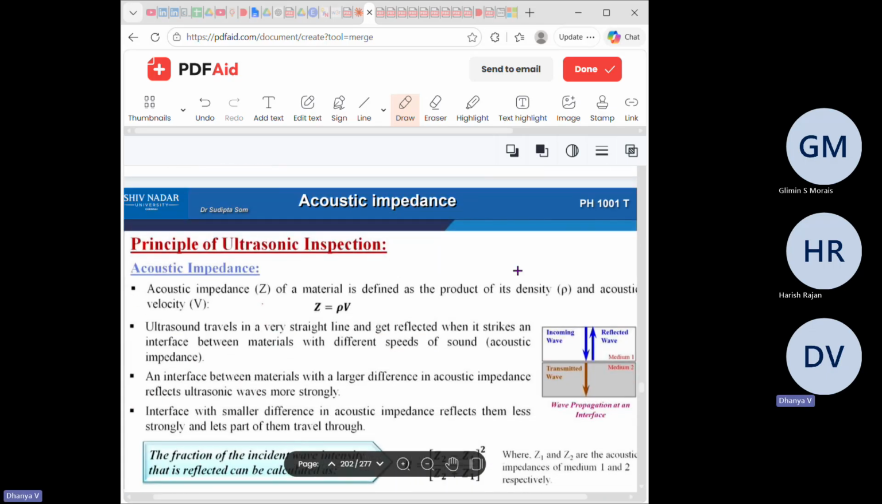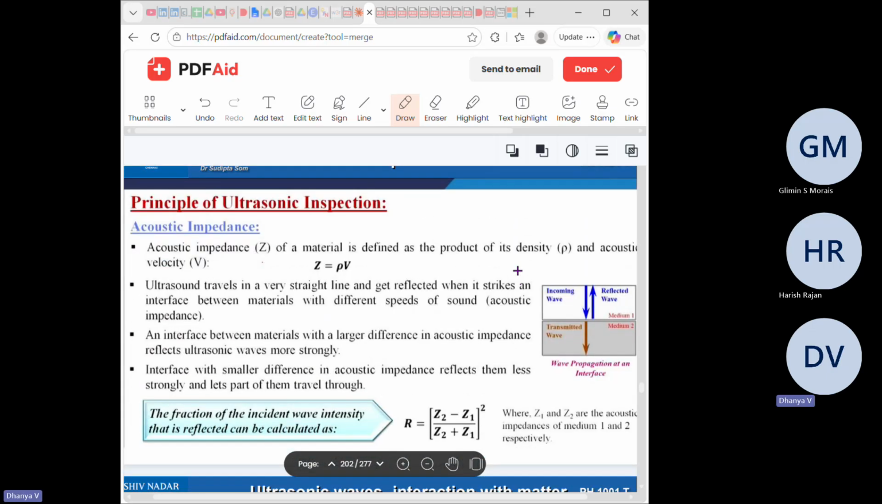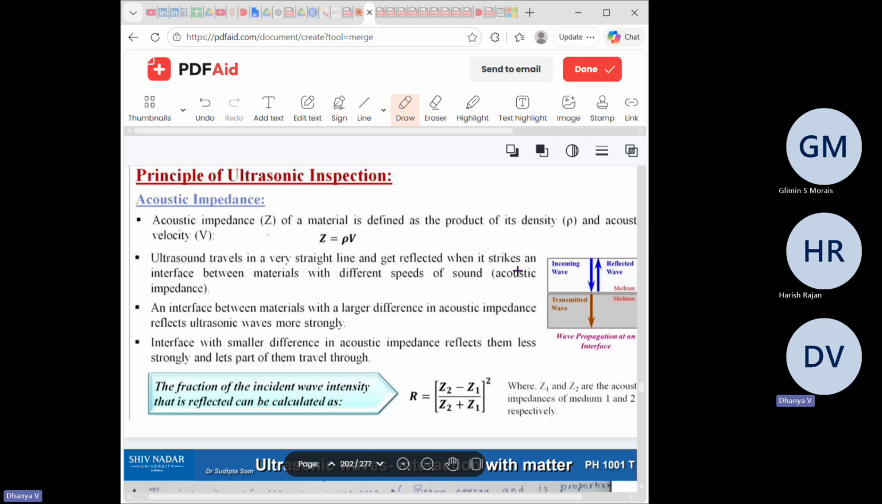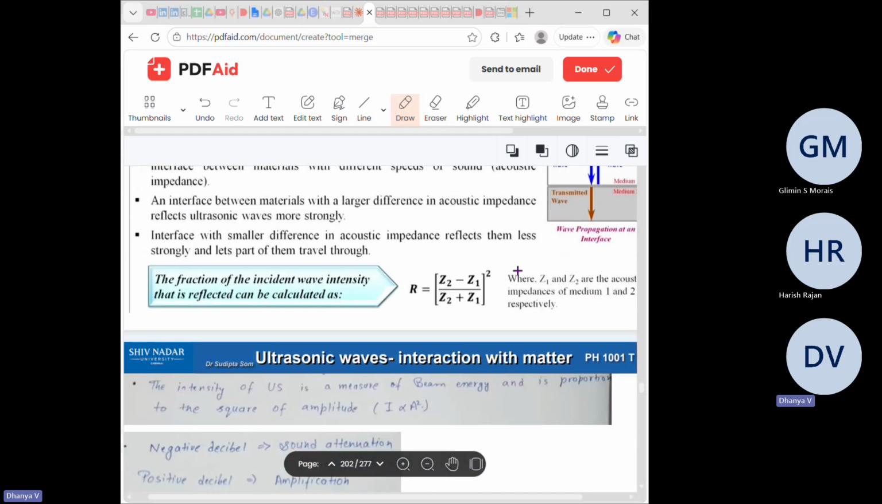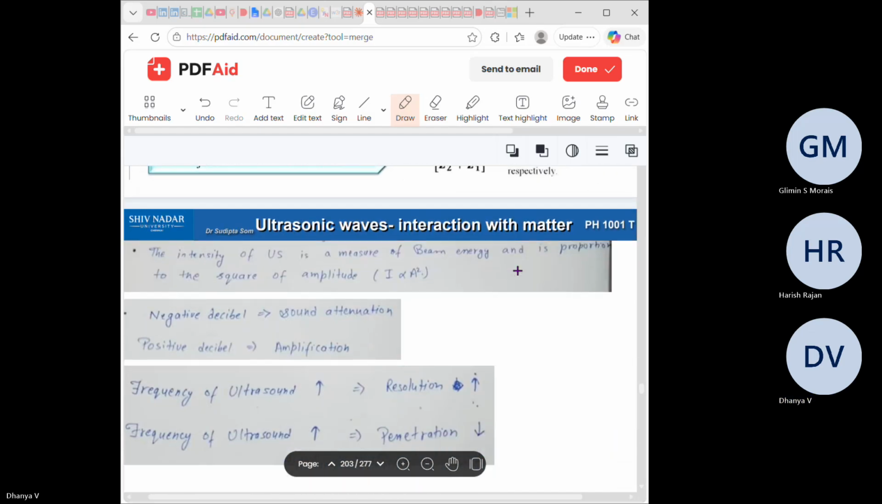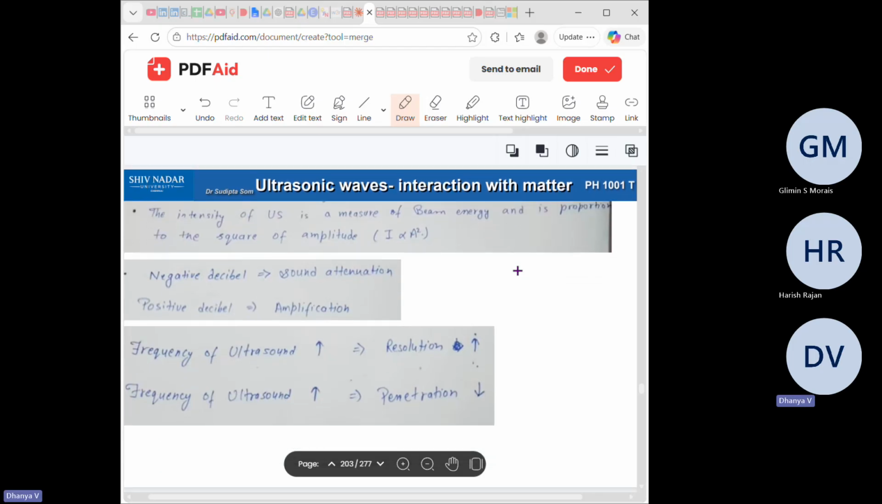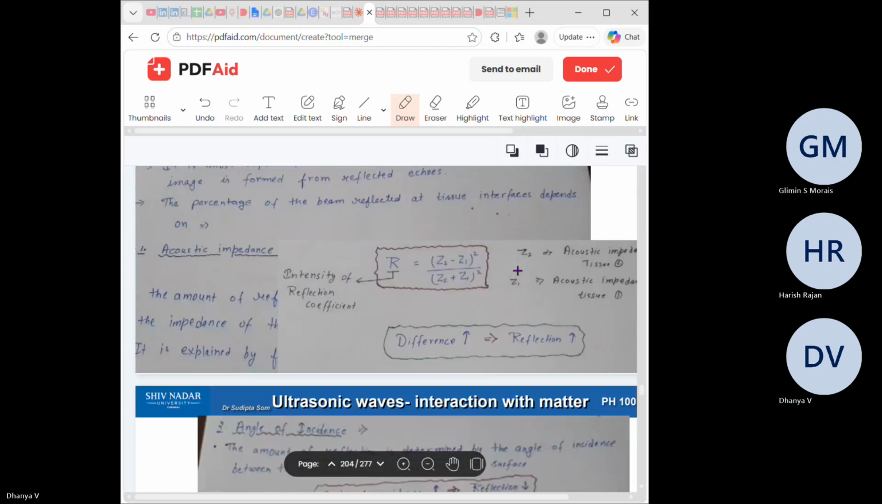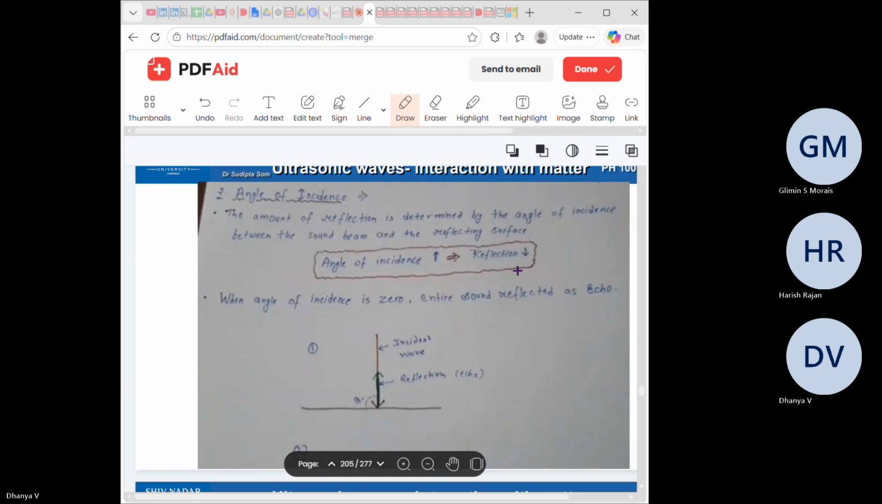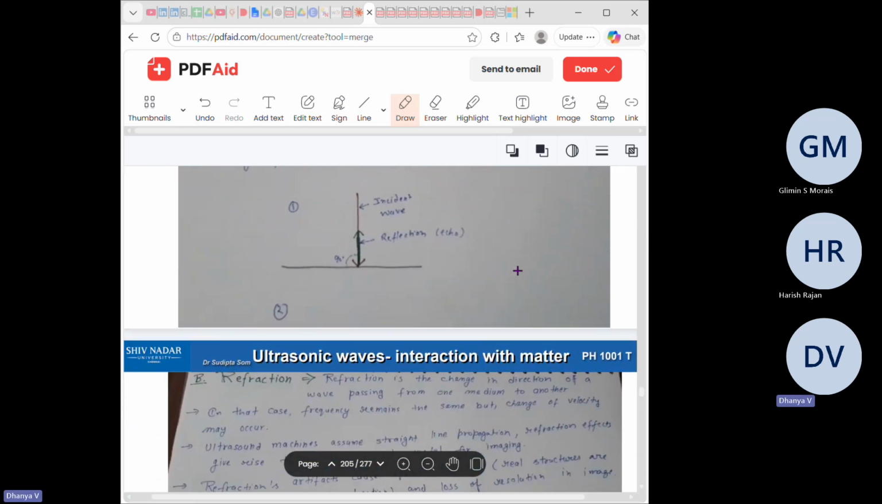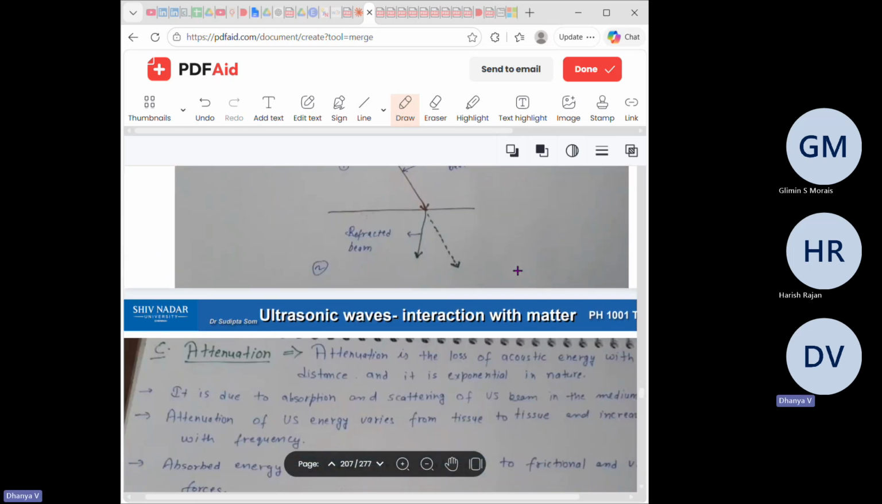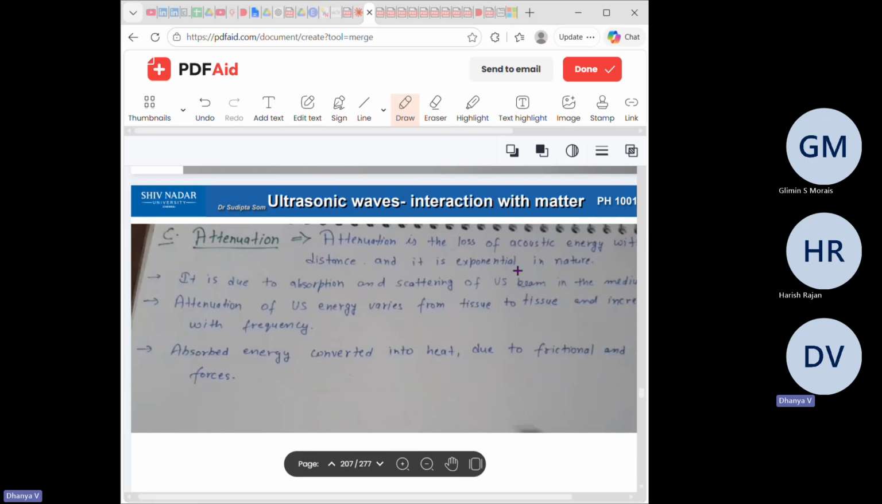Okay. So, principle of ultrasonic inspection. Okay, all of this is not necessary. Why is there so much? As far as I know, I didn't have this part. I don't think this is necessary.